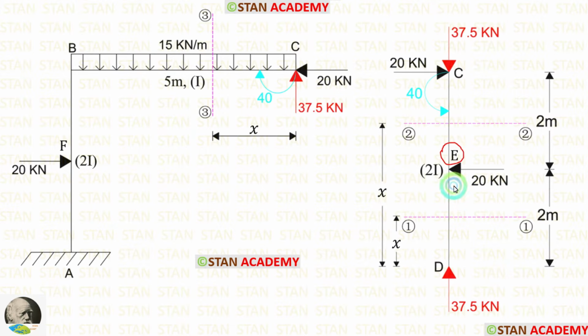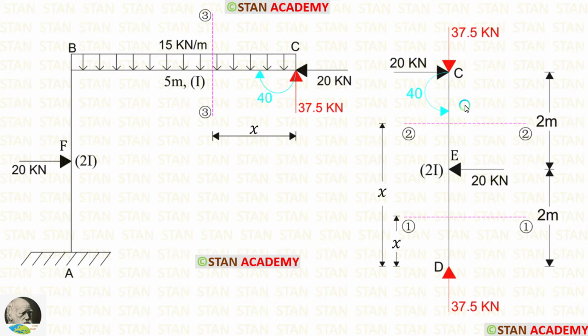At the point E, there is a horizontal load of 20 kN. To counter this load, a horizontal reaction is developed at the point C. This load is acting towards the left side, so the reaction should be acting towards the right side.